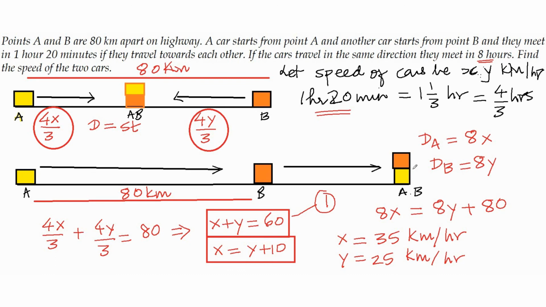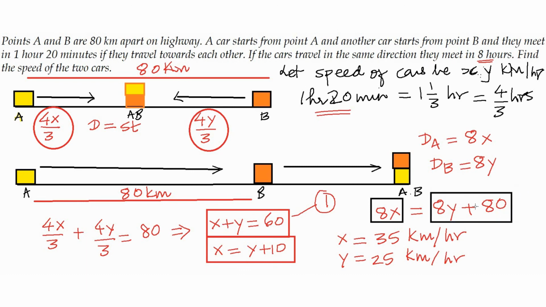And when the cars were moving in the same direction, A started from here, and A first had to cover 80 kilometers, right? A had to first travel 80 kilometers, and then it also had to cover the distance of B to catch up with the car B, right? That is why we have framed distance covered by A, which is 8x, is equal to 80 plus the distance covered by the car B.